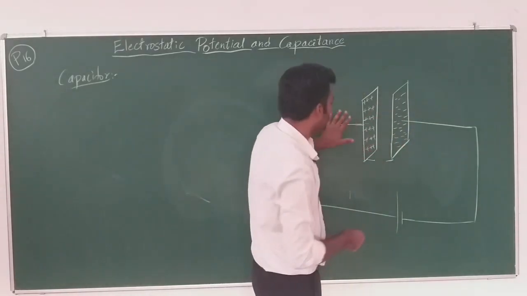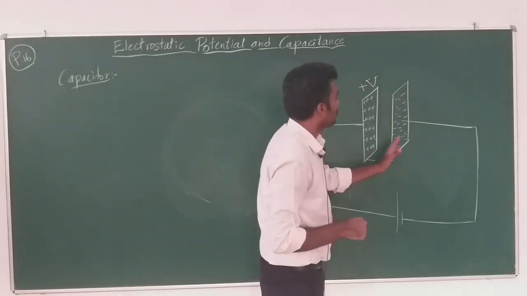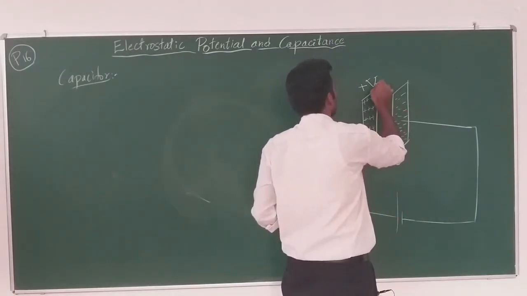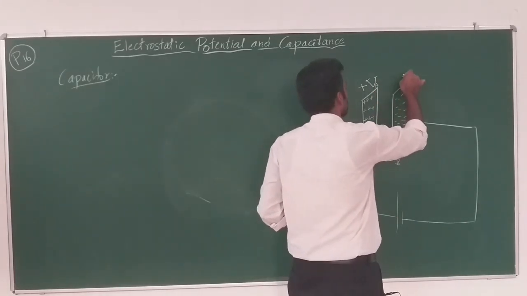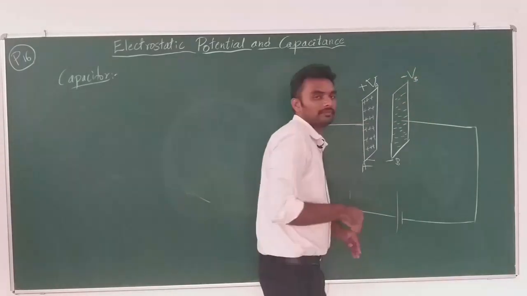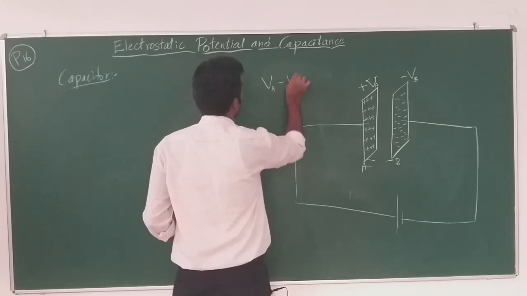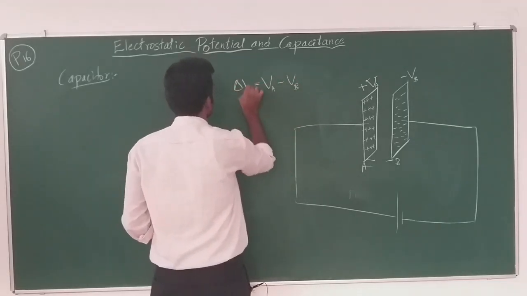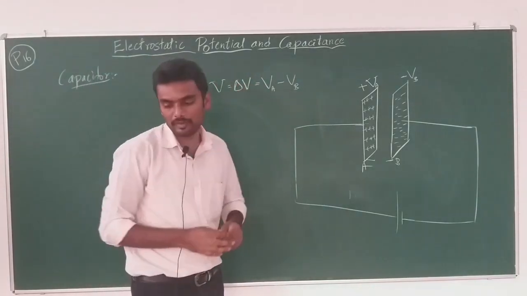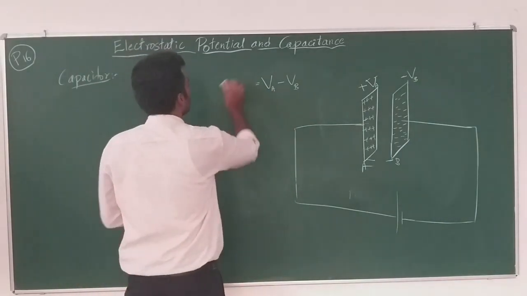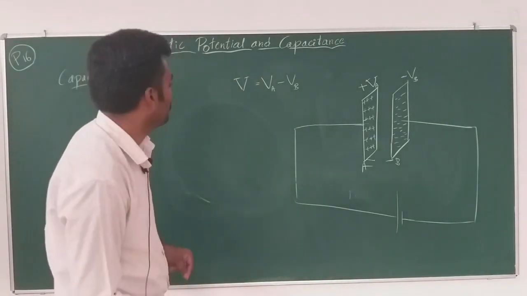So due to the accumulation of positive charge here, it will develop a certain potential, plus V. And due to the accumulation of negative charge here, let me call this plate A and plate B. So VA and VB will actually be equal in magnitude; let me take this one as minus VB because it is negatively charged. So the potential difference between these two plates is VA minus VB, which I can take as delta V, or V is also fine. V is equal to VA minus VB. Where V is the potential difference between plate A and plate B.